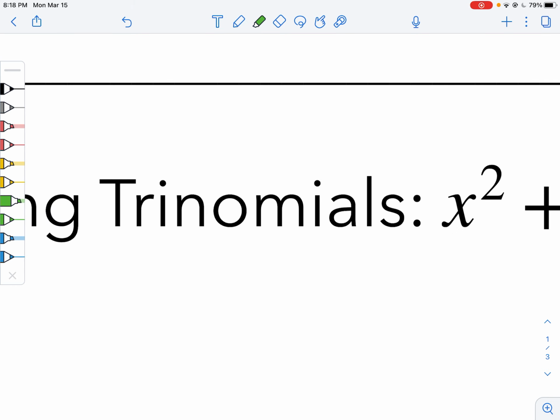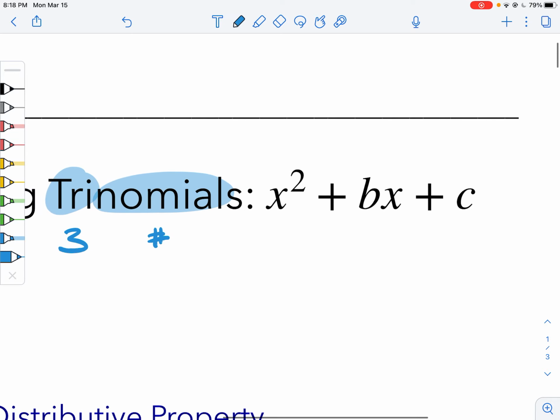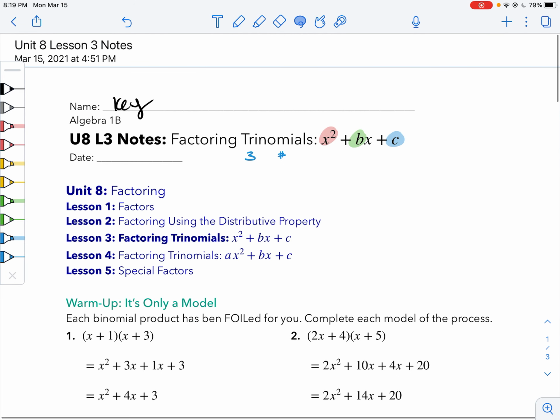Tri is 3. Nomial, you remember, is number. So we're going to look at expressions with 3 numbers in them. That's x squared plus bx plus c, because they have 3 things in them. That's all day today, and there's a picture that goes with it.